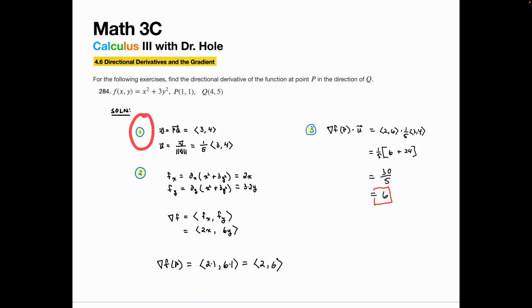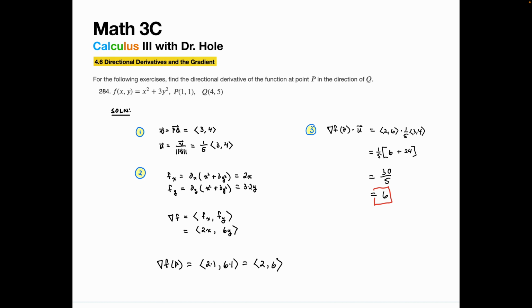And what I've done is I've broken up the problem into 3 different steps. The first part is to find the direction. Second part is to compute the gradient at that point of interest. And then the third part is to compute a dot product. So let's take a look. The direction that we want to go is from P over to Q, so that's PQ vec. That gives us V vec.